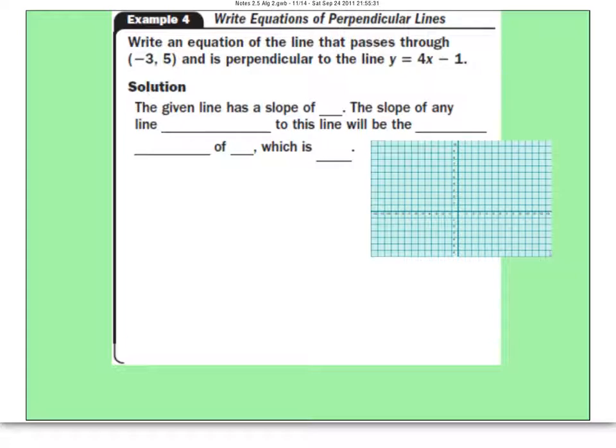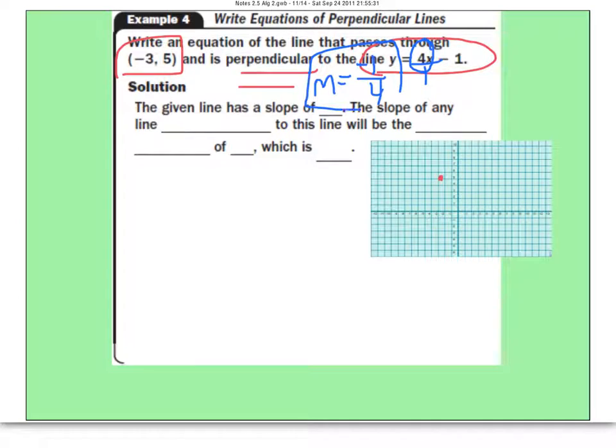Now let's look at perpendicular. They want an equation of a line that passes through (-3, 5). Okay, I'm going to sketch that point, (-3, 5). And it's perpendicular to the line y equals 4x minus 1. What I know if it's perpendicular is the slope of this new line is going to be the reciprocal, so not 4 over 1, but 1/4, and the opposite, so I have to make it negative. So again, I actually kind of know the slope of this new line without them really telling me.